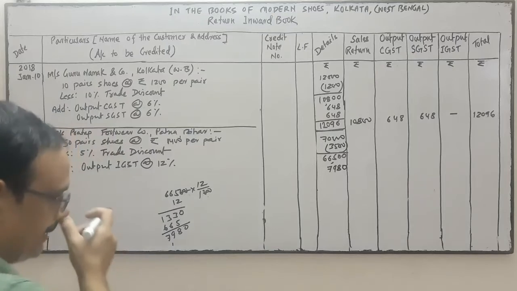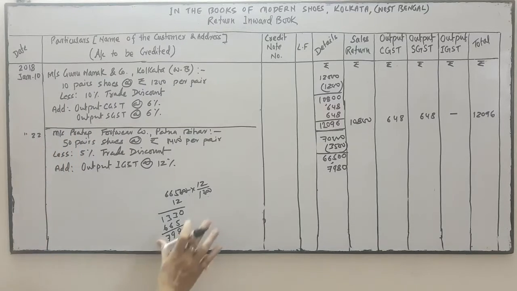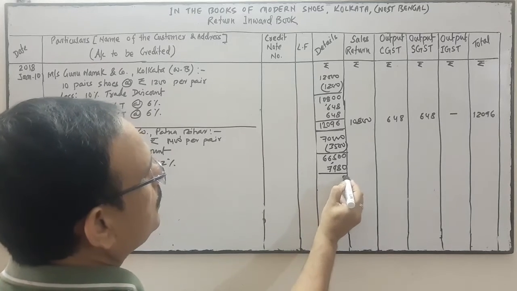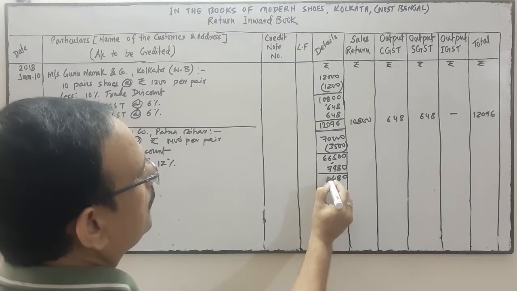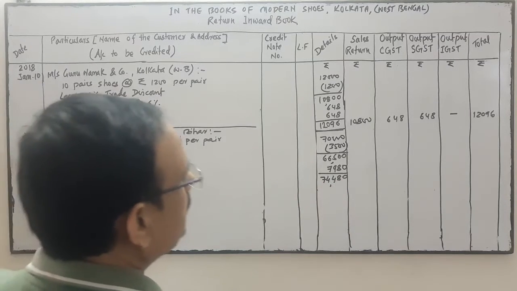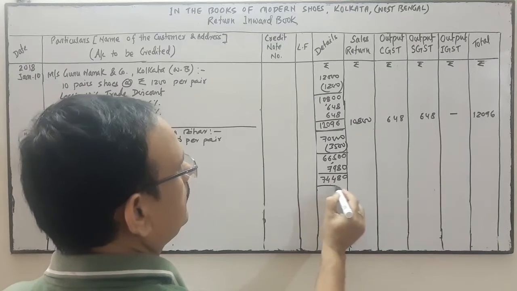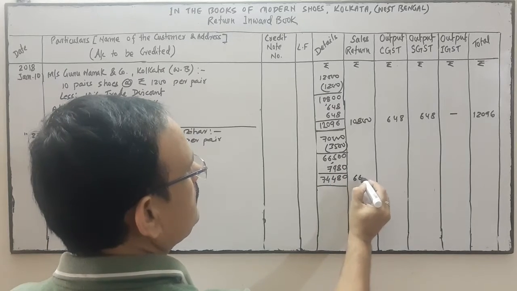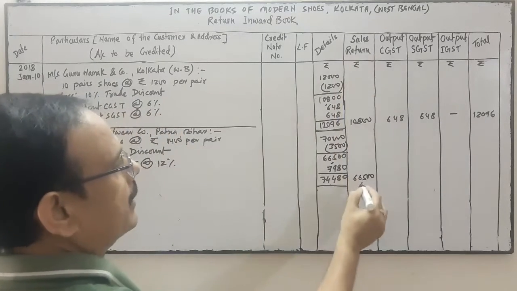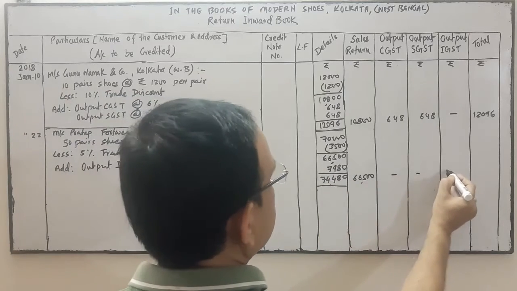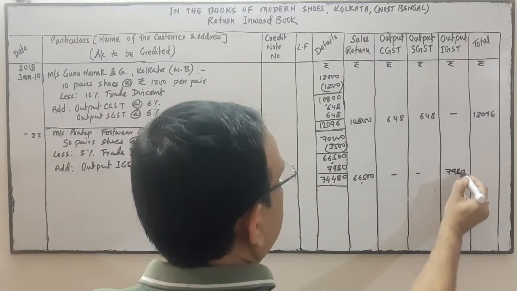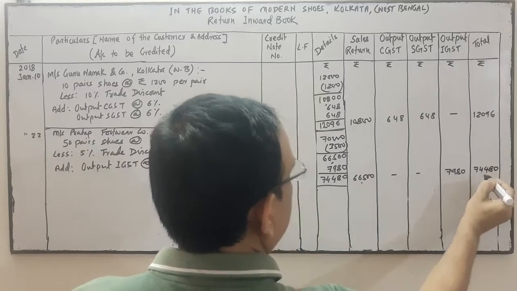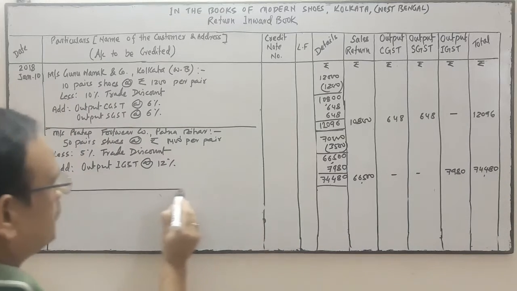7,980. So the total is 74,480. So 66,500 will be in the sales return column, 7,980 in the IGST column, and 74,480 in the total column. So this transaction is also completed.